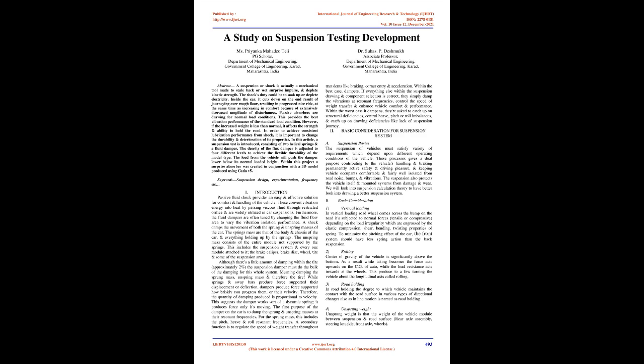However, if the added weight is more than normal, it affects the strength and ability to hold the road. In order to achieve consistent damping performance from the shock, it is important to change the stiffness and damping properties. In this article, a suspension test rig is introduced, consisting of 2 helical springs and a fluid damper. The viscosity of the fluid damper is adjusted to 4 different levels to achieve the flexible stiffness of the model. The load from the vehicle will push the damper lower than its normal loaded height.